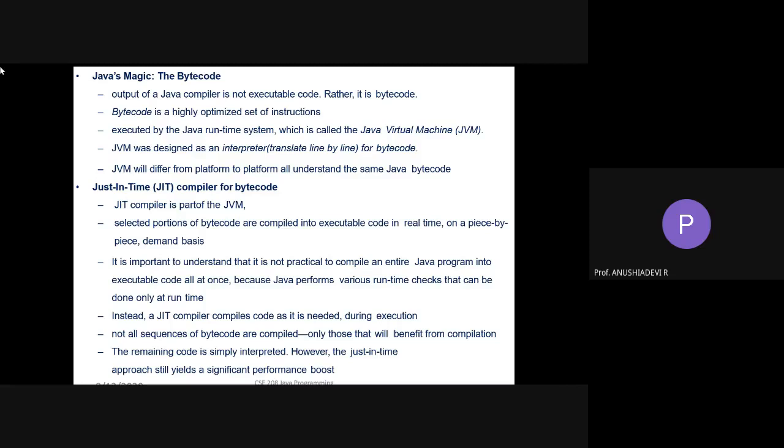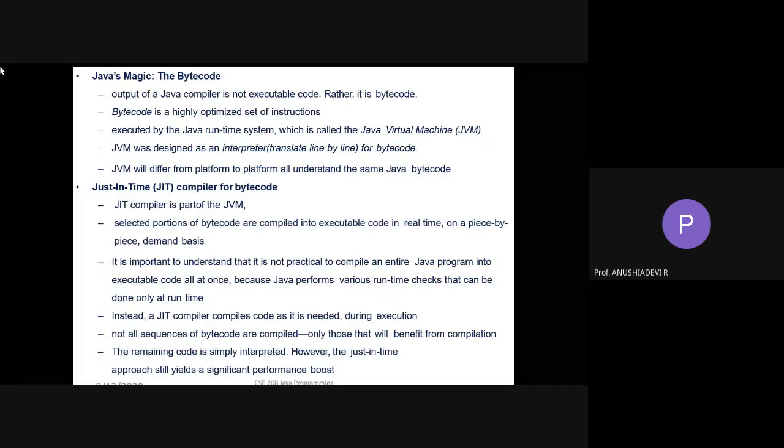Usually, when you compile a program, after compiling you will get object code, that is, executable code. But in Java, after compilation, you will get an intermediate code. That code is called bytecode. Because of this bytecode only, Java is platform independent.